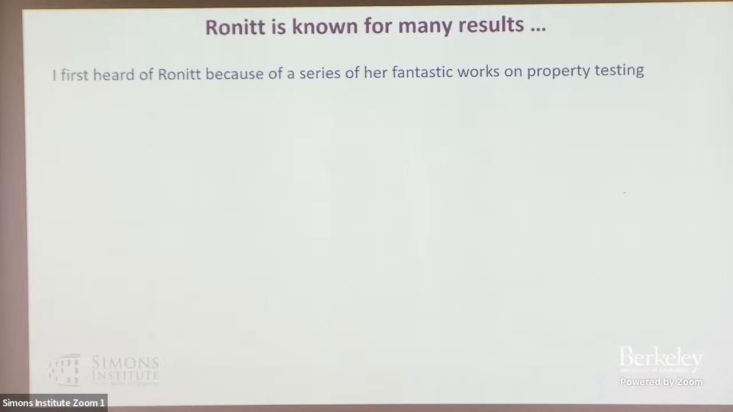When I first met Ronit and heard about Ronit, the first thing that I heard was her fantastic work on property testing. And many, many years ago, people were thinking, okay, we have this framework of property testing, which is really great. We have been seeing some successful results, but what can we do next with that? Some people, including Ronit, but also me, started thinking, can we actually transform property testing thinking or results into sublinear algorithms?